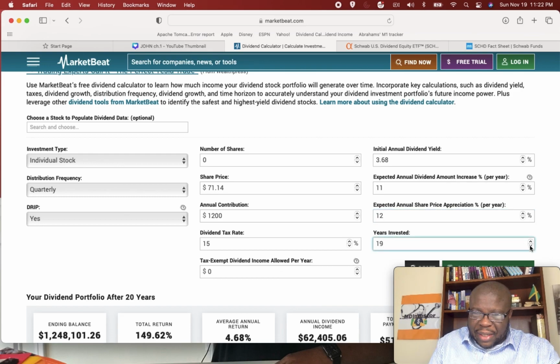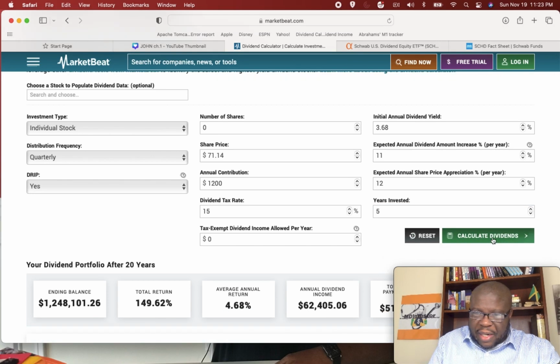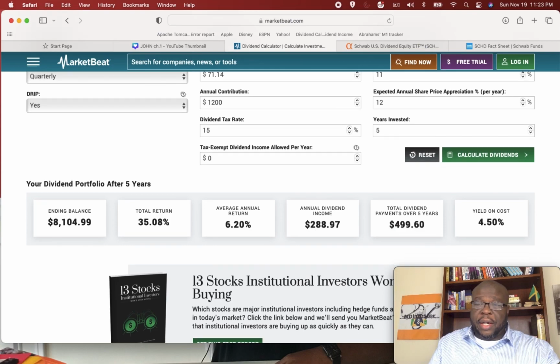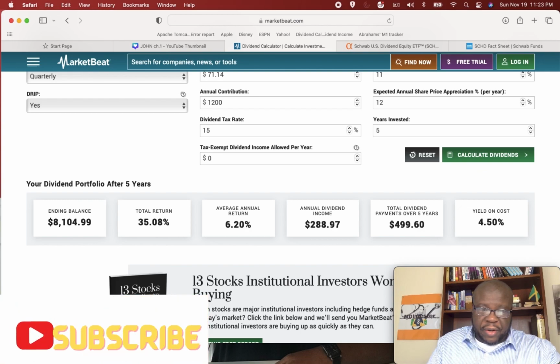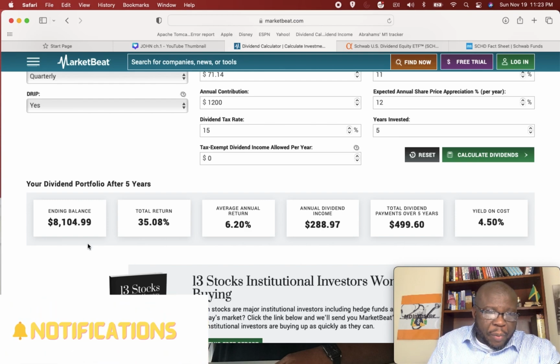Years invested. We can go to 5. We can do 5 years. See what we'll have at 5 years. We'll do calculate dividends. This is after 5 years. So if we're doing $100 a month, it'd be $1,200 a year for 5 years in SCHD. Assuming everything remains the same, the growth rate and so on, we would have about $8,000 ending balance.